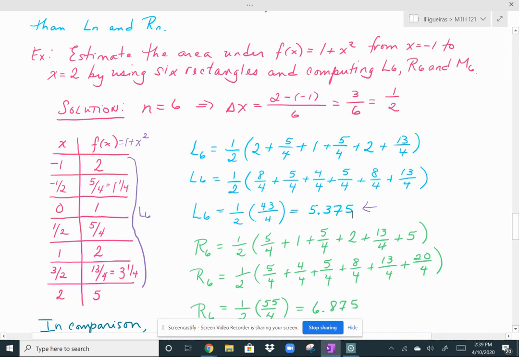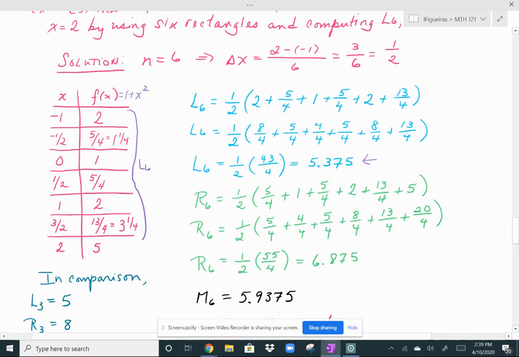Okay, we do the same thing on the right. But on the right, remember your first rectangle, you're not using the very first value because you're looking at the right side of the first rectangle. So you start with the second one and end with the last. So that's what you see here. It's your width of 1/2 times the sum of all of the heights starting with 5/4 and ending at 5. Then you add up what's inside the parentheses, get a common denominator. You end up with 1/2 times 55/4, which is 6.875.